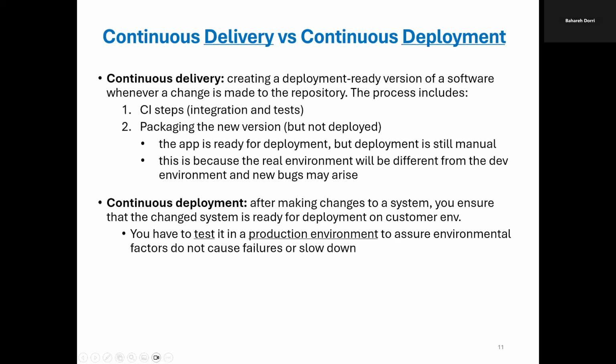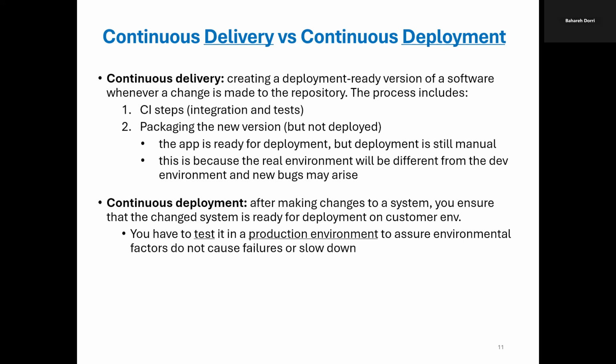This slide walks us through the difference between continuous delivery and continuous deployment. In continuous delivery, we automated everything up to the point of deployment. So every time a change is made and pushed to the repository, it goes through integration and testing, and we package it as a ready-to-deploy version. But we don't actually deploy it yet. There is still a manual decision involved.